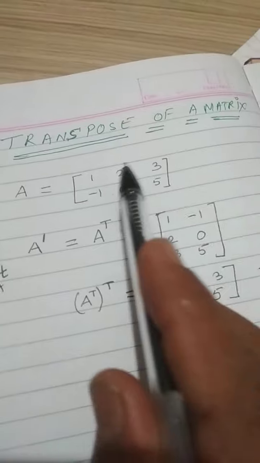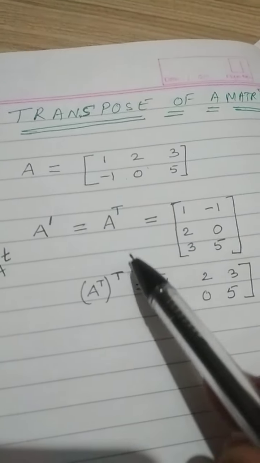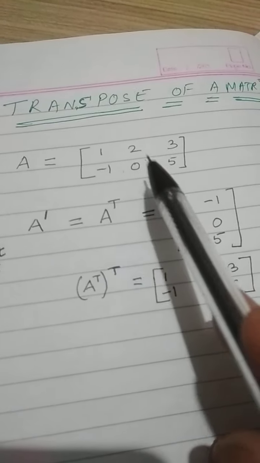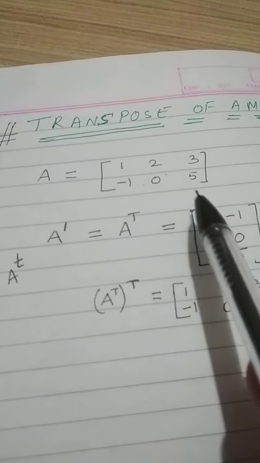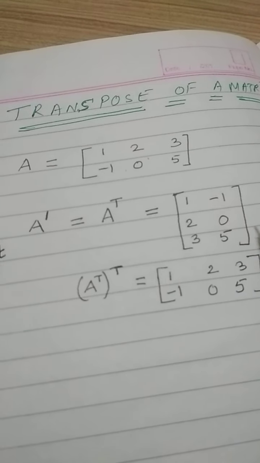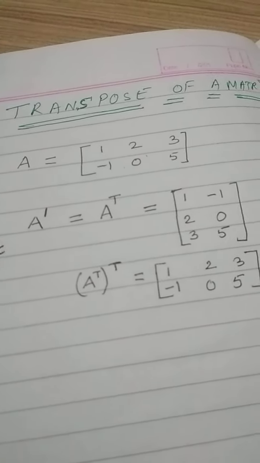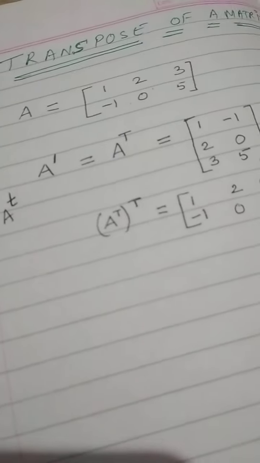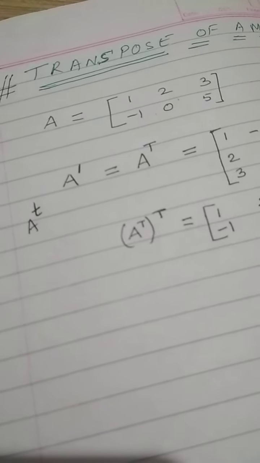So we have seen that the transpose of a matrix is obtained by simply interchanging rows and columns, or we can say that by making all the rows into columns or all columns into rows, we simply obtain the transpose of a matrix. This transpose operation is very important. It has huge applications in finding the inverse of a matrix.